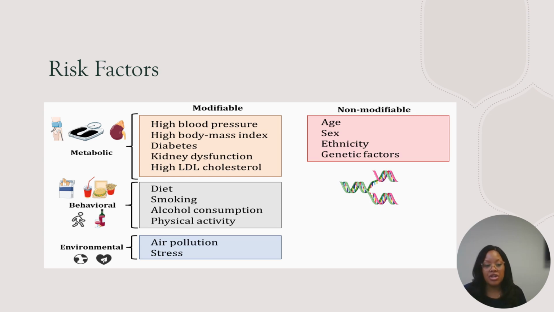So you want to make sure that you educate your patient about their diet, smoking, alcohol consumption, and physical activity, right? We know that obese patients are at risk for a lot of cardiac disorders. So you want to make sure that you're educating your patients. Some things that they can't control are age, sex, ethnicity, and genetics. But we want to make sure that we're able to teach our patient about the modifiable risk factors.